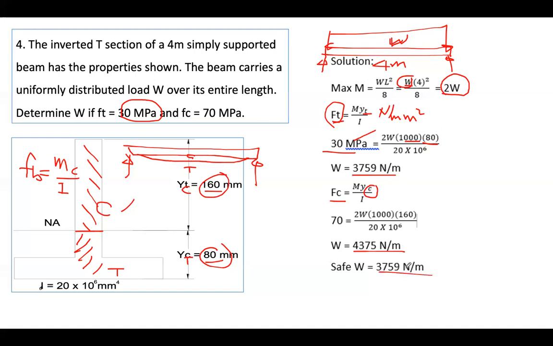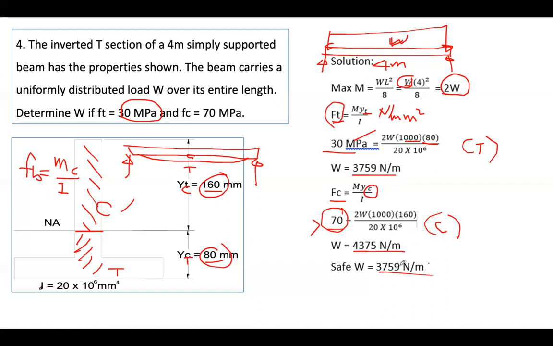For what reason? If we are going to use this small one, for example, we are going to use this one here for compression side, and this one is compression, this one is tension. If we're going to use this at the compression side, for sure, W will be smaller than 70. And if it's smaller than 70, it is safe. Dapat hindi siya mag-exceed sa allowable stresses. Ang allowable bending stress at the compression section is 70. Allowable bending stress at the tension section is 30.